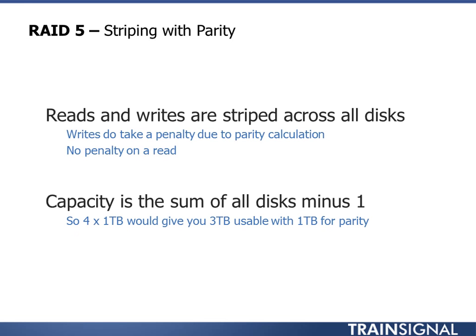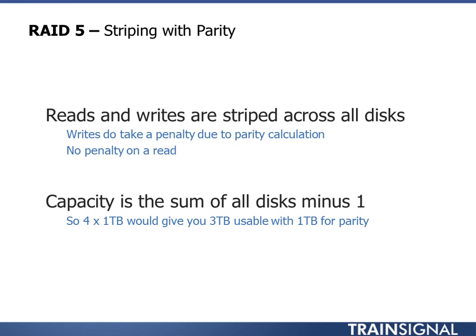Capacity is the sum of all disks minus 1. So if I had 4 by 1 terabyte, I would get 3 terabyte usable because 1 terabyte is for parity. Now, I'll show you this in a diagram, but to hit on something, you don't dedicate one drive to parity. That's actually called RAID 3. Parity is striped across the disk as you go. So the parity stripe, a stripe on a disk, is settable in size.